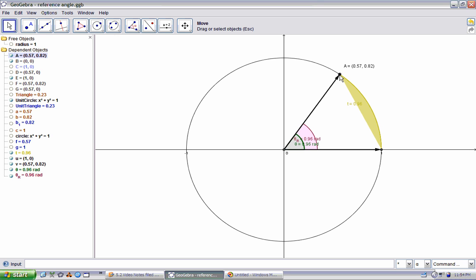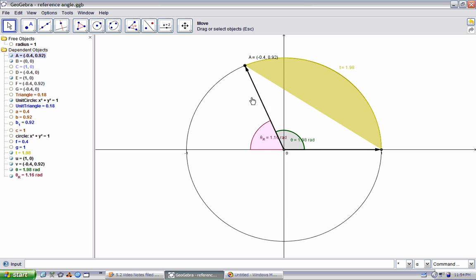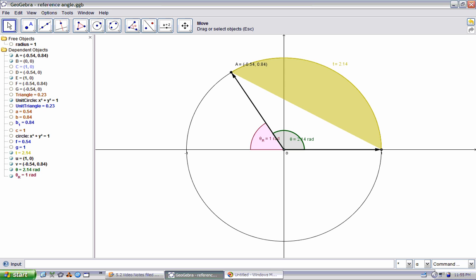Here we are again. Notice this arc here. This is in yellow, so it's a little difficult to see, but nevertheless, you'll notice the number 0.96, the length of this arc here, also happens to be your angle measure in radians. Okay, and if I move this around, you can see here we're at 2.14 radians. The arc length is also 2.14. This is a result of having a circle with radius 1.